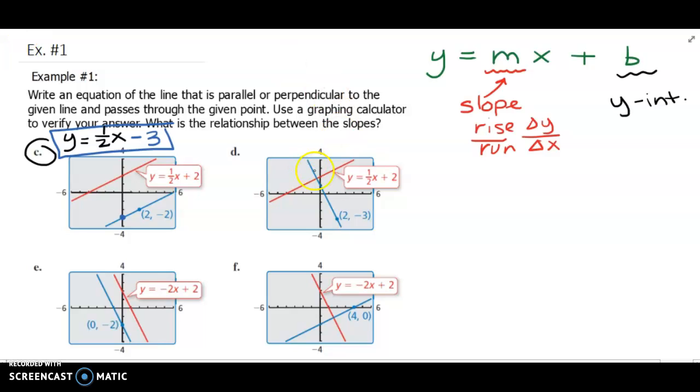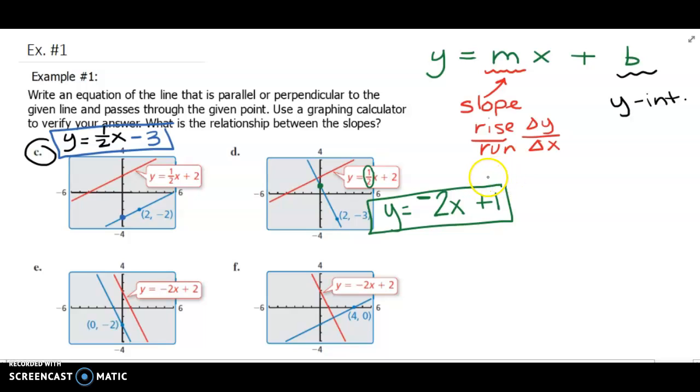All right, let's do D as an example for perpendicular. The first thing we want to do is look at the slope. If it's perpendicular, remember they have opposite reciprocals. So if the slope here is 1/2, the slope of the blue line would be its opposite reciprocal. If this is positive, the opposite would be negative, and the reciprocal of 1/2 is 2 over 1, which is just 2. So negative 2x, and then remember my plus b over here is where it crosses the y-axis, so it crosses right here at 1, so it'd be plus 1.